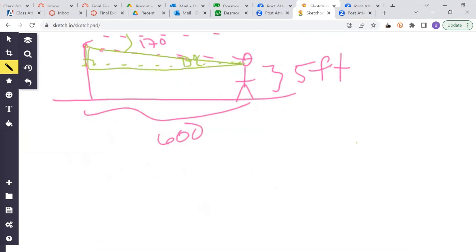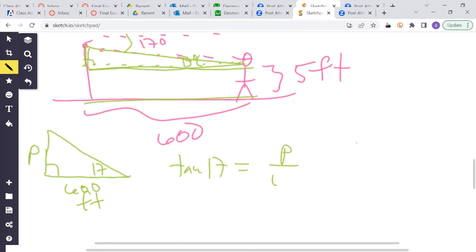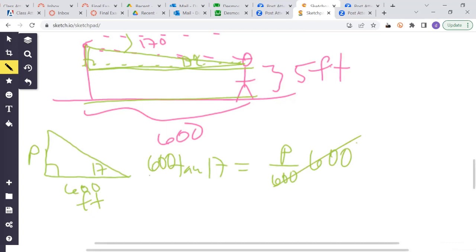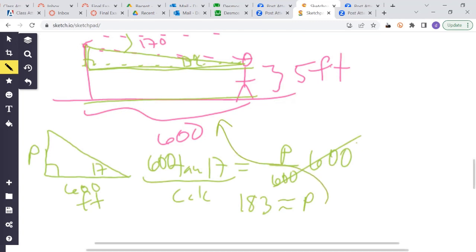So let me draw the green triangle a little bit nicer down here. That's still 600, because this 600 is also there, same thing. That's 17. Let's find this number P. And this is 600 feet. So let's go tangent. Tangent of 17 equals opposite over adjacent. Solve for P by multiplying both sides by 600. Cancels 600. Calculator. And I get about 183 for P. And if you take that to the main picture, that would be from there to there, 183 feet.